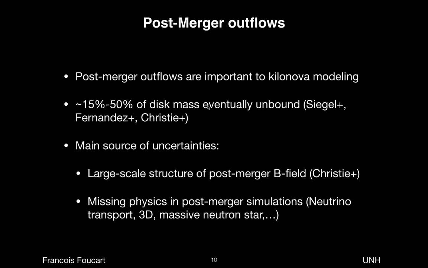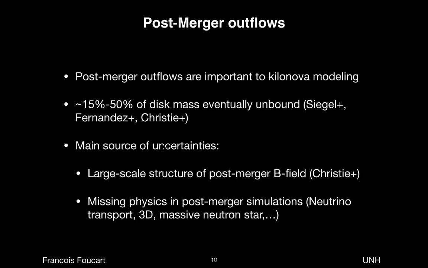But that's still the part of the problem that is fairly well understood at this point. Where we are really running into large uncertainties in our ability to model outflows, and thus kilonovae, is in the production of post-merger outflows. They are very important for kilonova models because somewhere between 15% to 50% of the mass of the disk is going to be ejected if you have a black hole disk system after a merger. This has been shown consistently by a number of simulations.